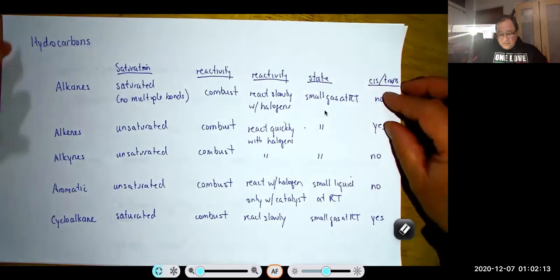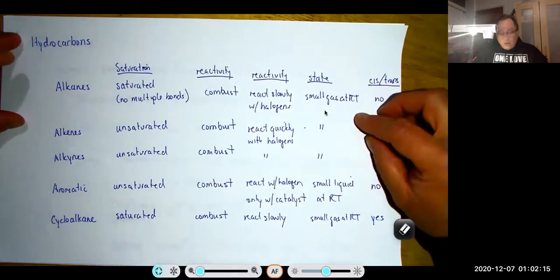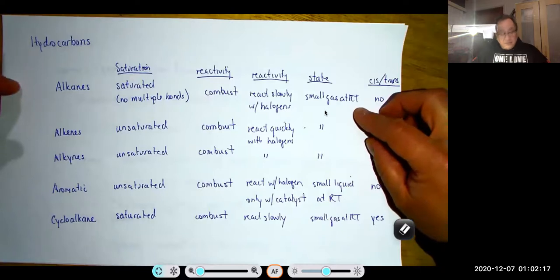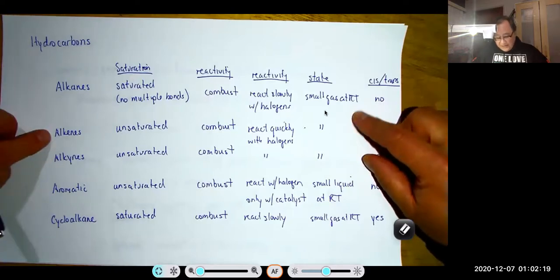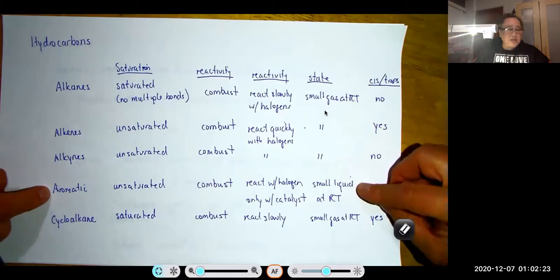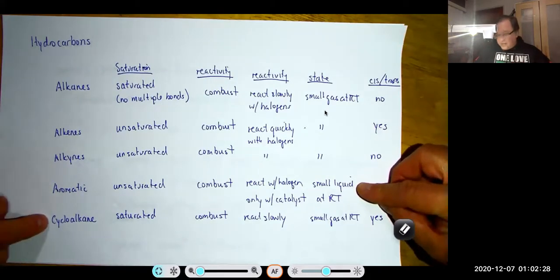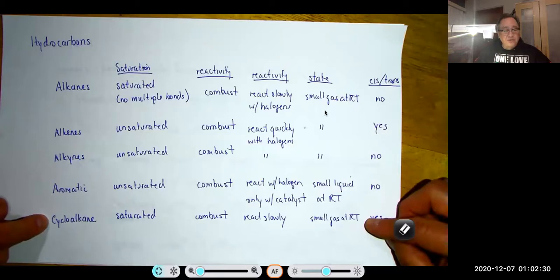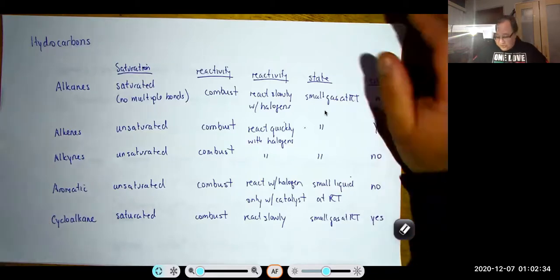The state. The small alkanes, small molar masses, are gases at room temperature. Same with the alkenes and same with the alkynes. The smallest aromatic is actually a liquid at room temperature. It's called benzene. Cycloalkanes, the small ones are gas at room temperature, and then the larger ones start to be liquids, and eventually the really large ones are solids.